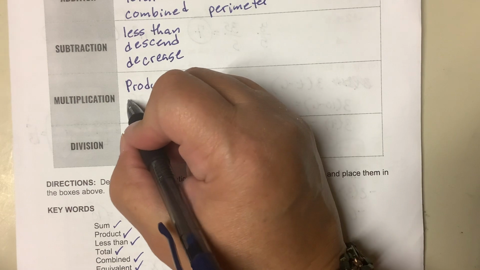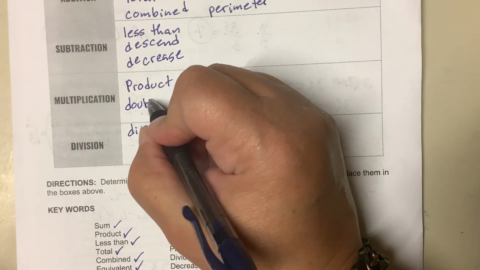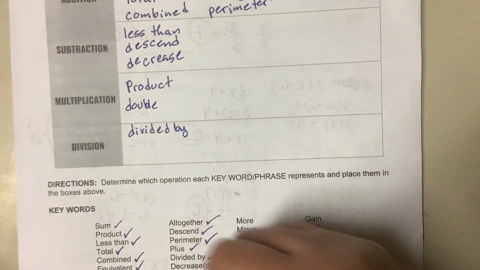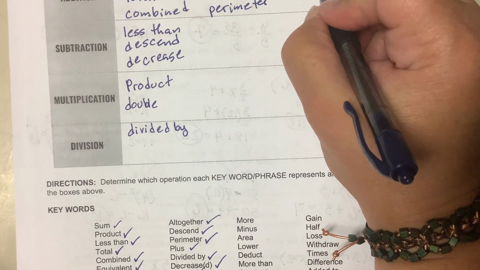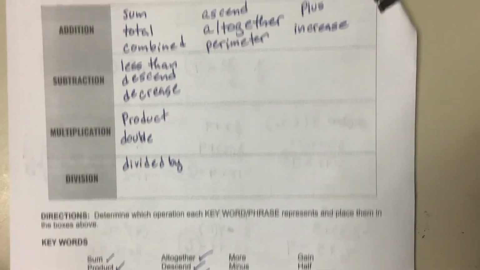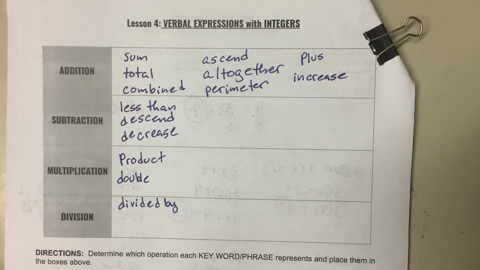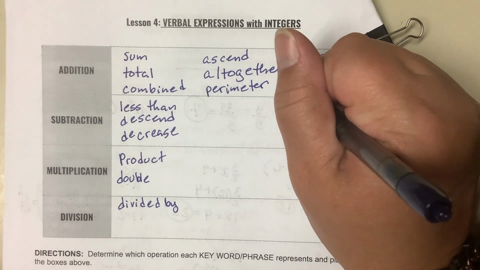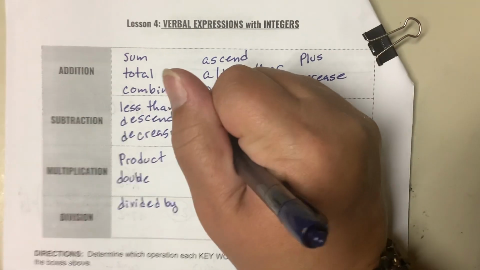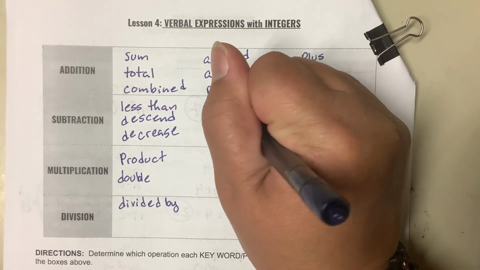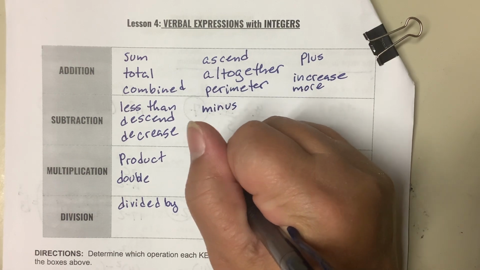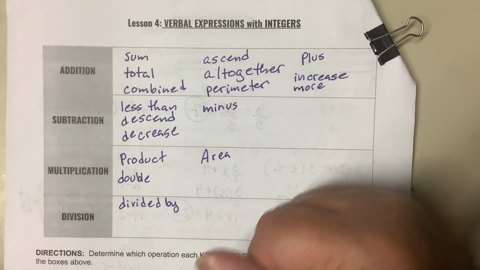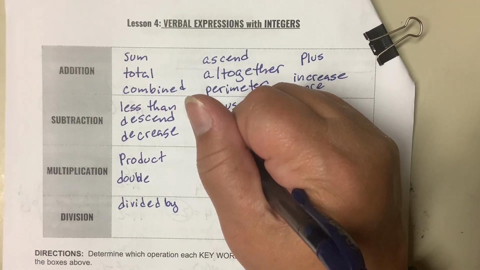Double, double is multiplication. Specifically, double is multiplied by 2. Increase, that is add. We're halfway there, and half of the things seem to be up here in addition. That's kind of interesting. More is also add. Minus is subtract. Area. Area is length times width for a rectangle, and the word times was in there, so I get that multiplication. Lower. Lower means that you're going down. That is subtraction.